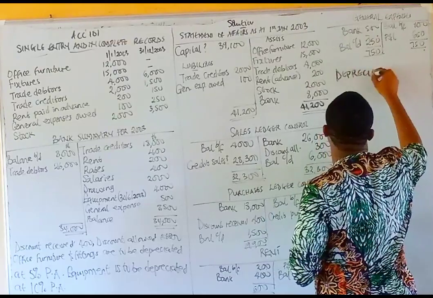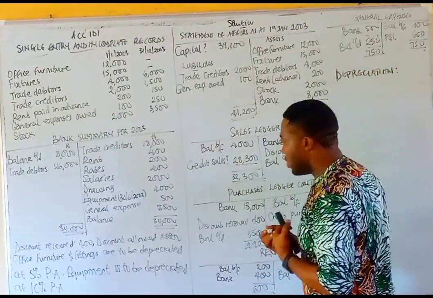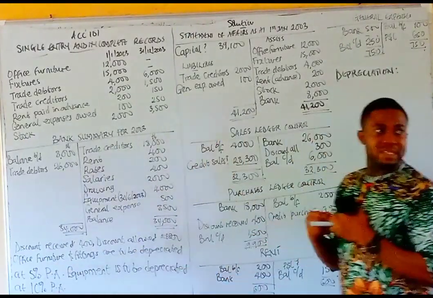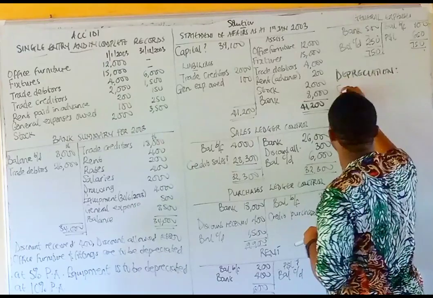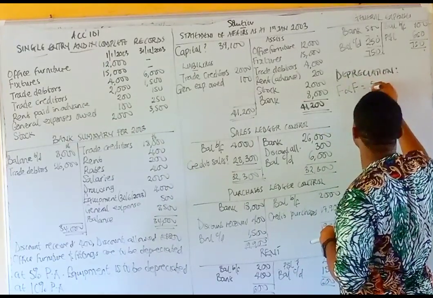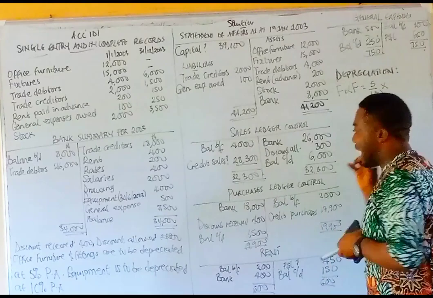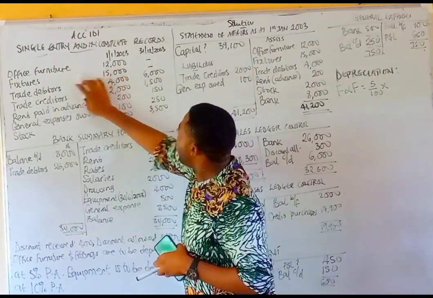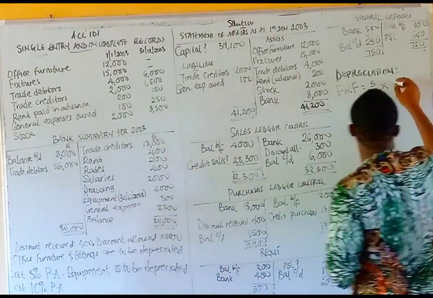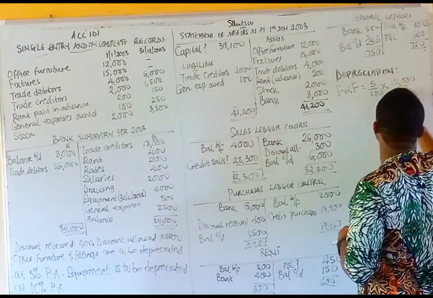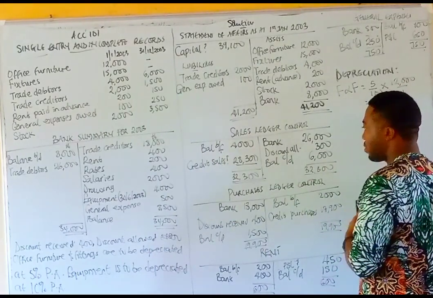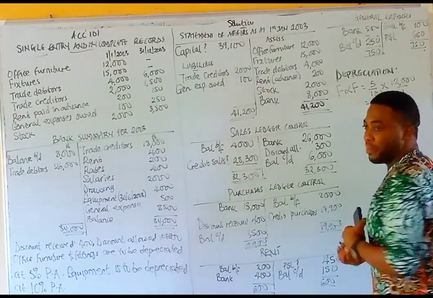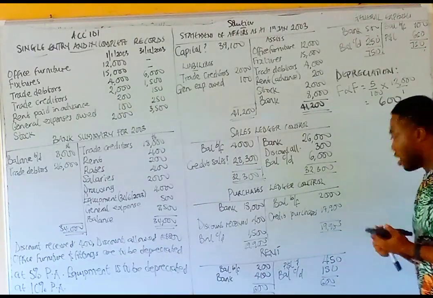Now depreciation, they told us two values. The first one, furniture and fittings are to be depreciated at what? 5% per annum, right? So we come here, furniture and fittings. 5% is 5 over 100, times furniture, which is 12,000. So 5% of 12,000, what do we have? 600. So the depreciation is 600.